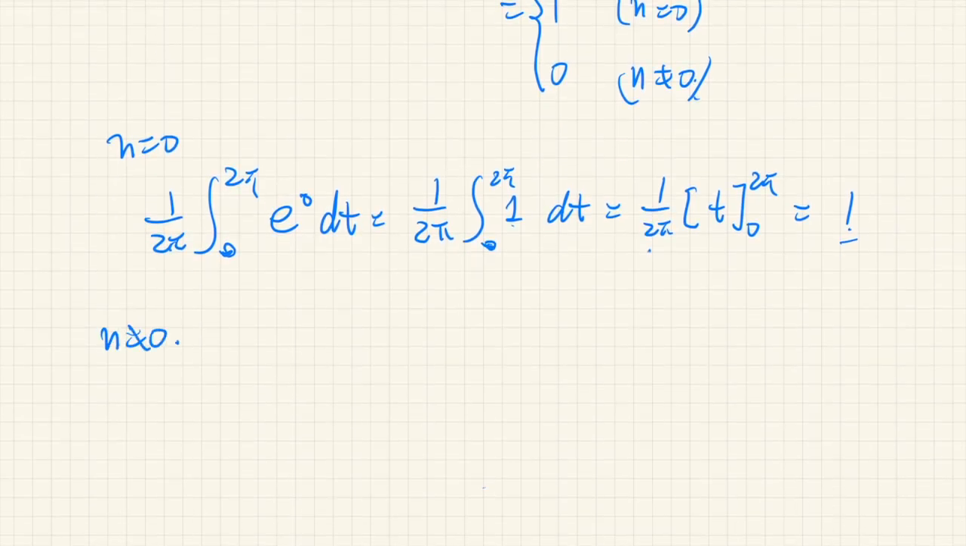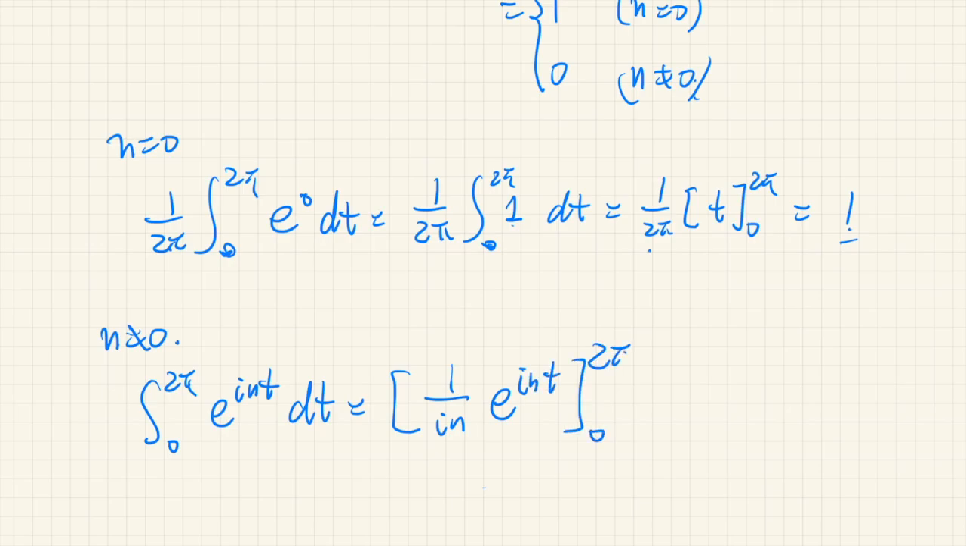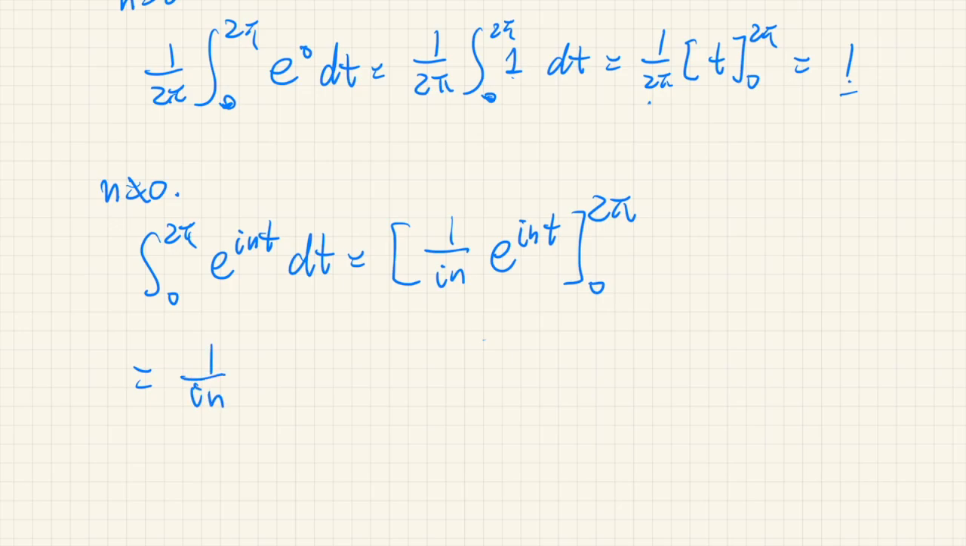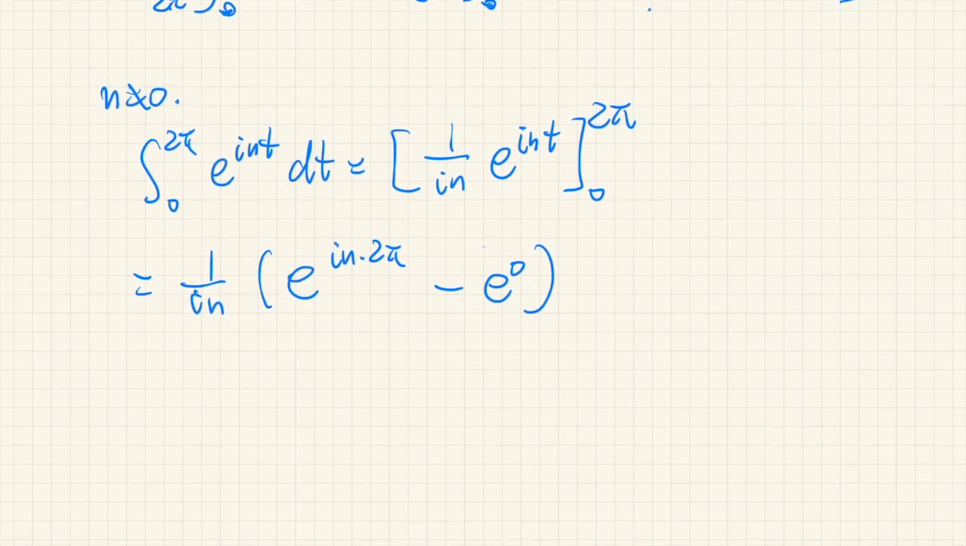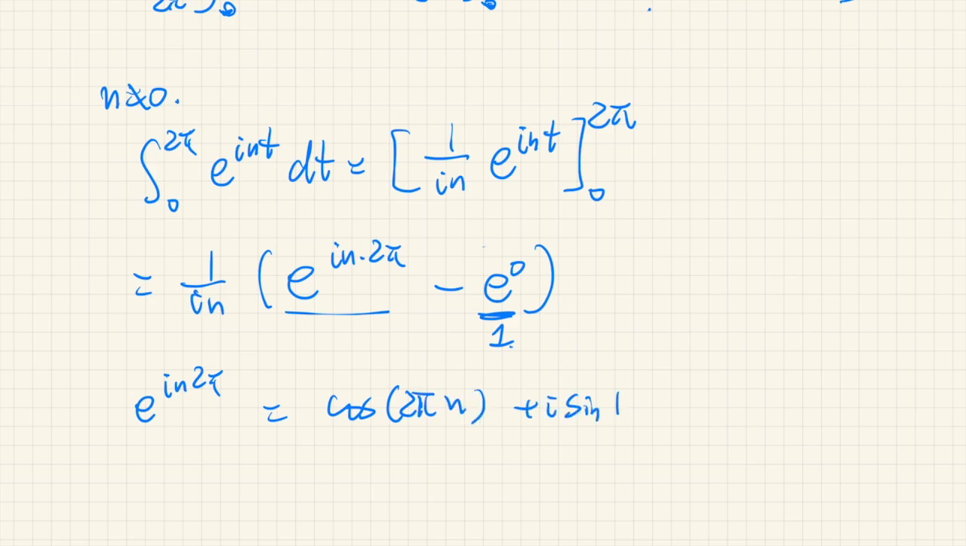And when n is not equal to 0, then let's integrate this. dt. So that is 1 over in, exponential of int, from 0 to 2 pi. So we have exponential of in times 2 pi minus exponential of 0. But this one is of course 1, but exponential of in 2 pi is equal to cosine 2 pi n plus i sine 2 pi n. So n is an integer, so an integer multiple of 2 pi is here. So cosine of such a number is 1, of course, and sine of such a number is 0, so that's 1. So we have 1 minus 1, that's 0.